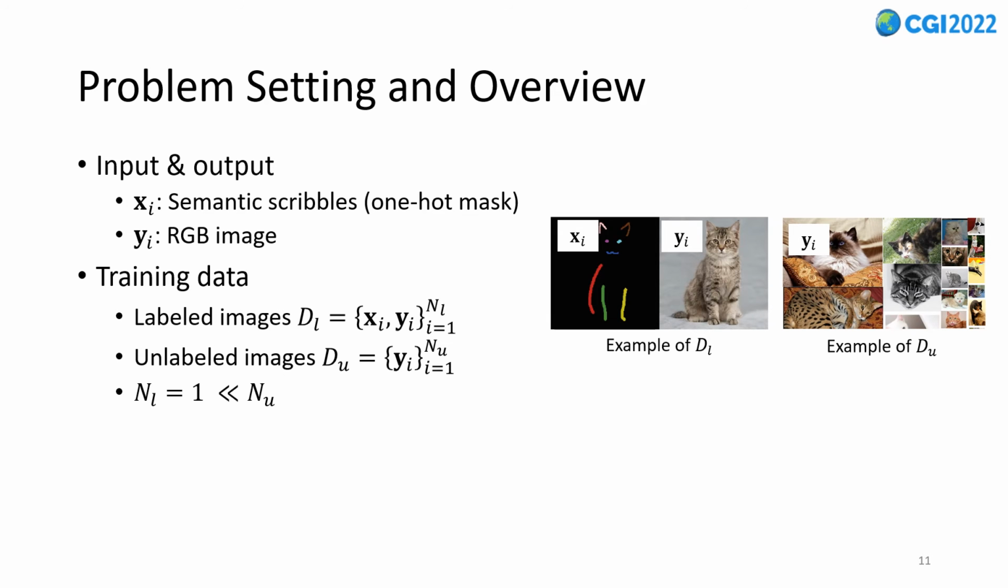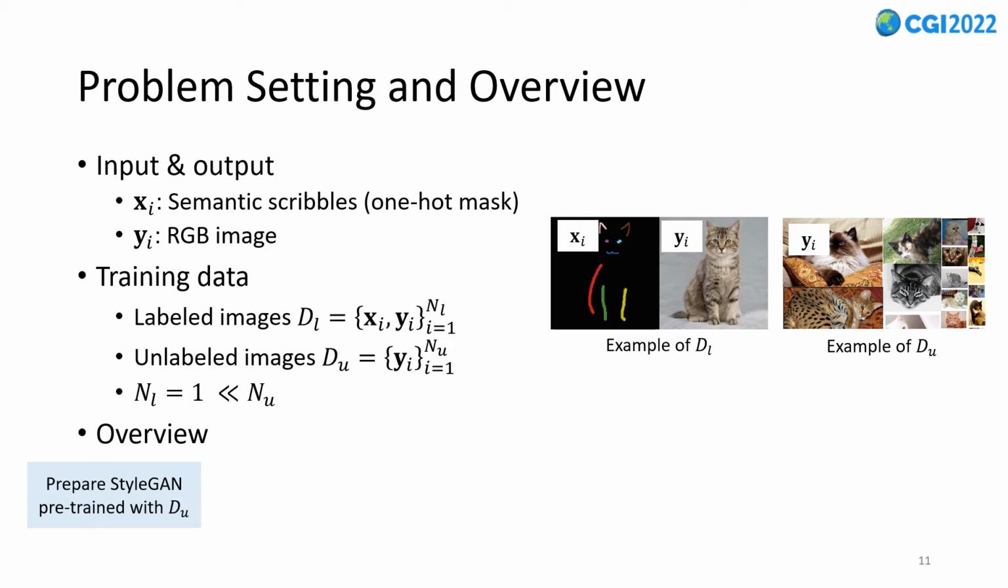Now I explain our method. We first confirm our problem setting. Our goal is to accomplish scribble-based image synthesis. The input is semantic scribbles represented as a one-hot mask, and the output is an RGB image. The training data consists of labeled images and unlabeled images. In a one-shot case, the number of labeled images is 1, and a lot of unlabeled images are available.